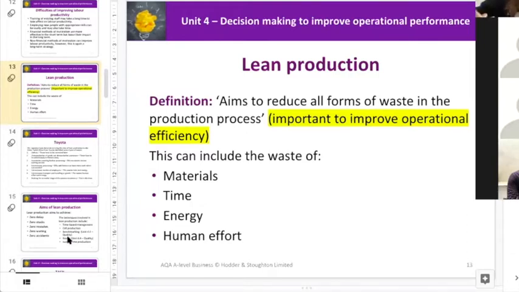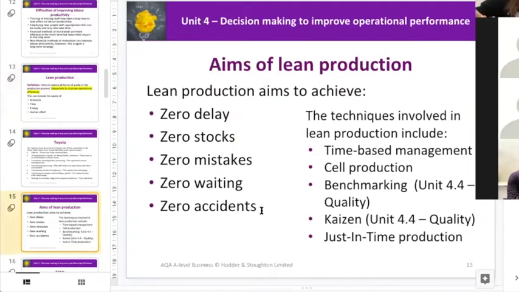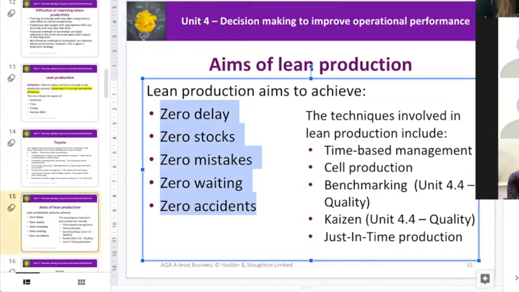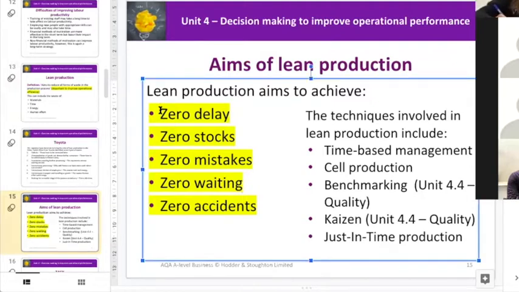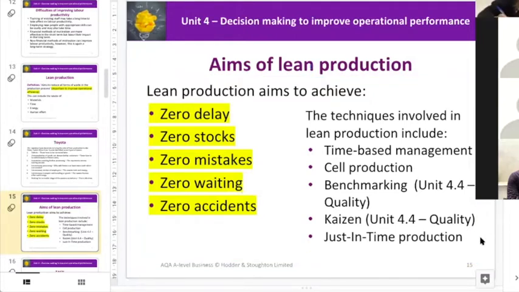Okay, now I'm gonna move on to the next part, which is the aims of lean production. This slide is important here. The purpose of doing lean production, we're trying to make sure in our operations, there's no delay, there's no residual inventory, there's no mistakes, there's no waiting time, and there's no accidents. If we can try to achieve all of this, our waste will be minimal. Our operation will be actually the most efficient. And of course, it's very difficult to achieve all of this, but if you really haven't thought about this in a company, you wouldn't try to achieve this.